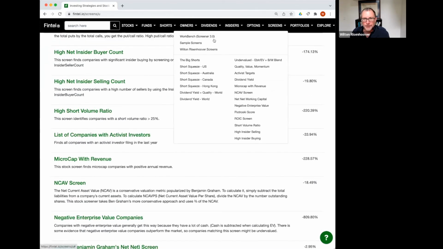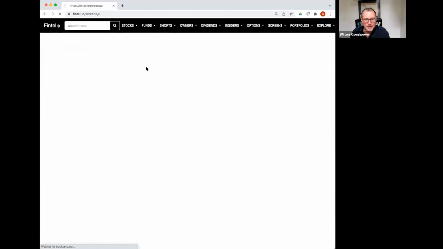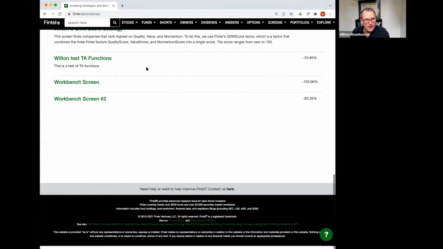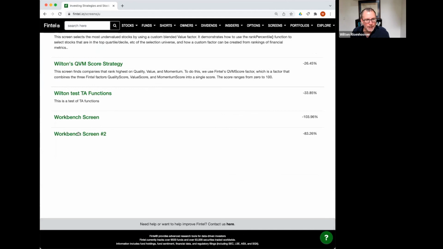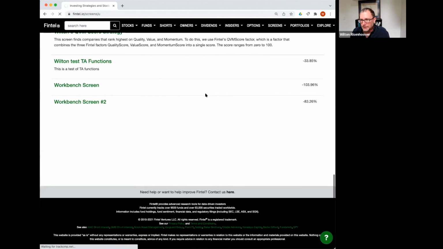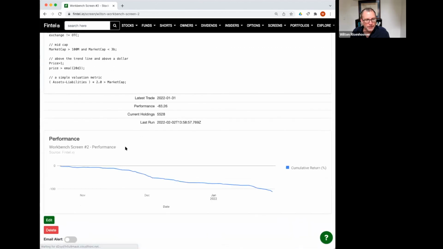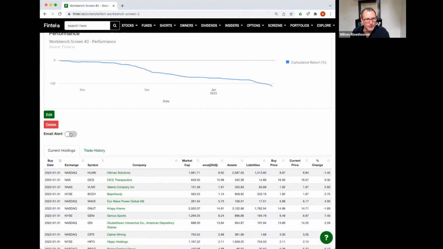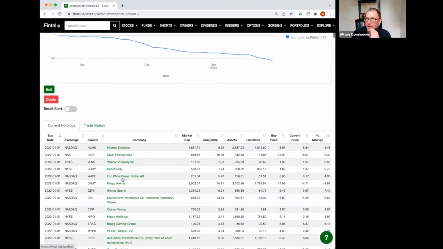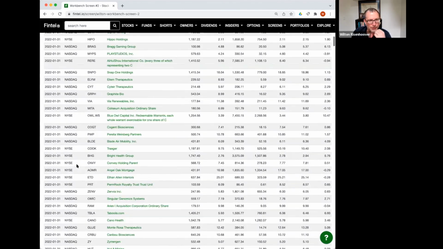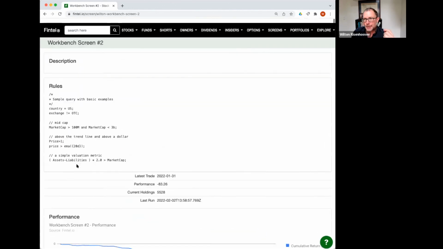So I'm going to click on screens and I go to your name. And these are all the screens that you've created. And you can find the one that you just saved and then enable the alerts. It should not send you the entire list. I'll take a look at that. If you enable the alert, it should send you just the new ones. If it's sending you the entire list, then it's a bug, and I will look into that. But you can see here, there's some new positions here. Okay, questions about this so far?